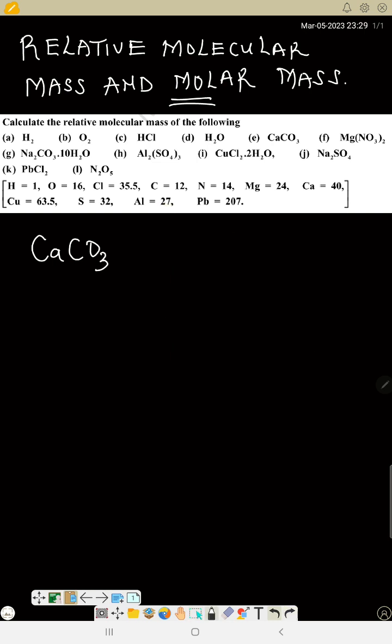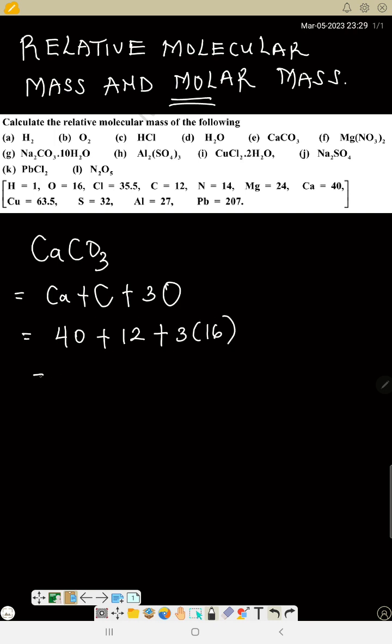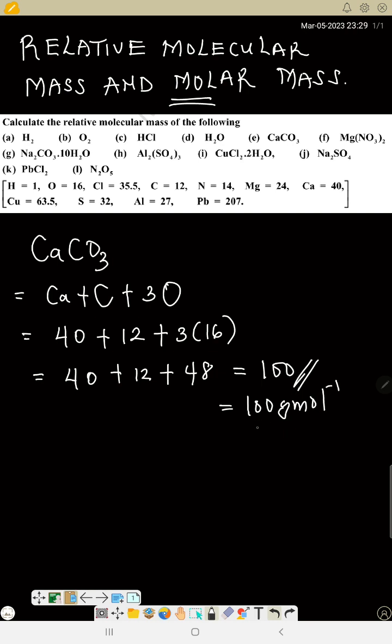Now CaCO3. So Ca plus C plus 3O. Calcium is 40, carbon is 12, plus 3O, that is 3 bracket 16. So this is 40 plus 12 plus 48, because 3 times 16 is 48. Everything is 100. But if I now say 100 gram per mole, this is molar mass, while without units this is relative molecular mass.